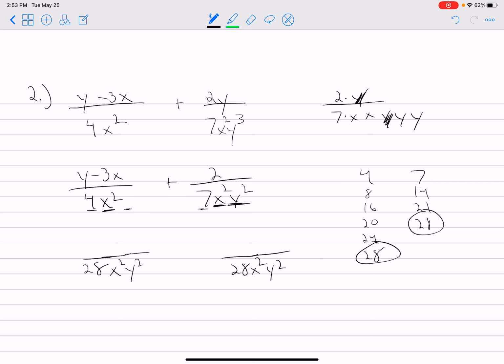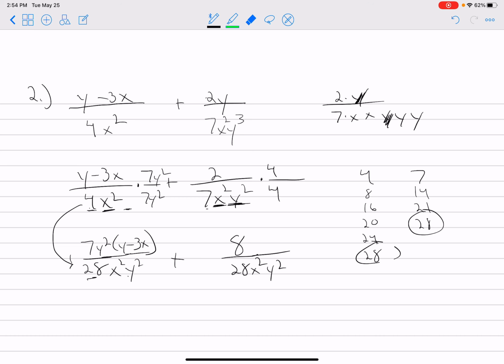Okay, so now I'm looking around and saying, what can I do? How am I going to turn 4x squared into 28x squared y squared? I'm going to multiply it by 7y squared. 4 times 7 gives me 28. X squared is x squared. Y squared is y squared. So this is 7y squared times y minus 3x, plus, I've got to get this one to become 28x squared y squared. So I have to multiply it by 4. The 7 times 4 gives me the 28. The x squared, y squareds are already there. That's nice, so I don't have to do anything. And this just becomes 8. All right, and so now we have our common denominators.